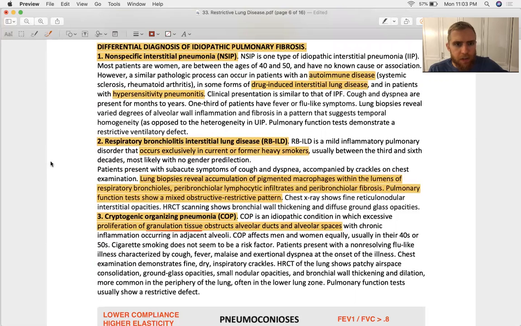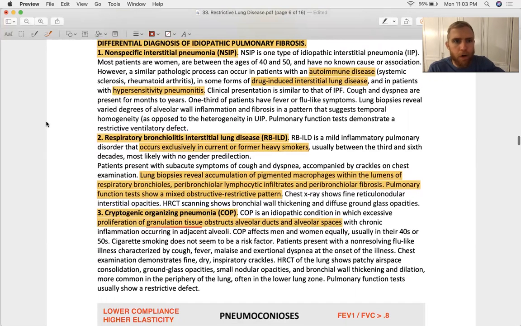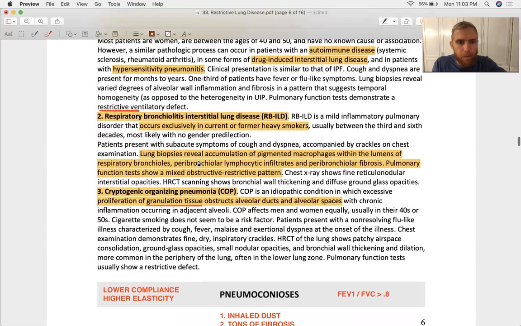And that's the disease. Here's a quick differential. We've got non-specific interstitial pneumonia, which occurs in patients with an autoimmune disease. So females have a predominance there. And you can see it in drug-induced interstitial lung disease. Remember, we said that chemotherapeutics are your most common route for that. And then also with hypersensitivity pneumonitis. We're going to talk a little bit about that later on, I believe. Pulmonary function tests show a restrictive defect.